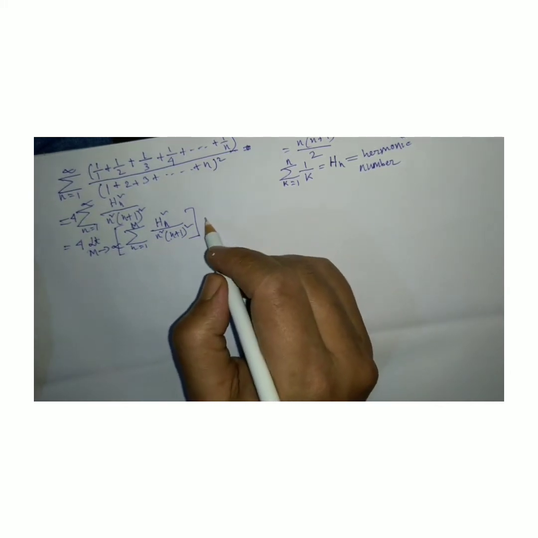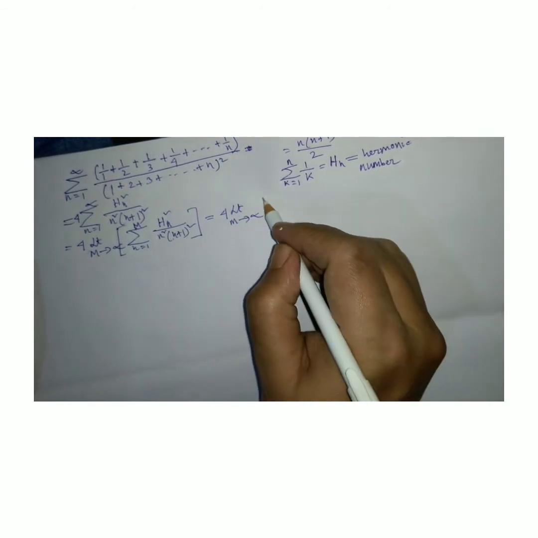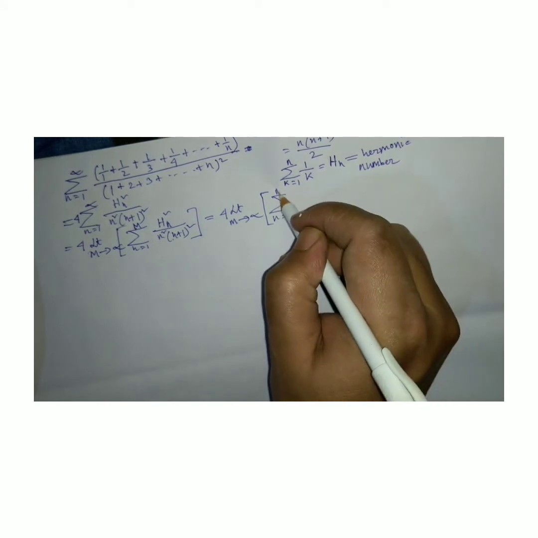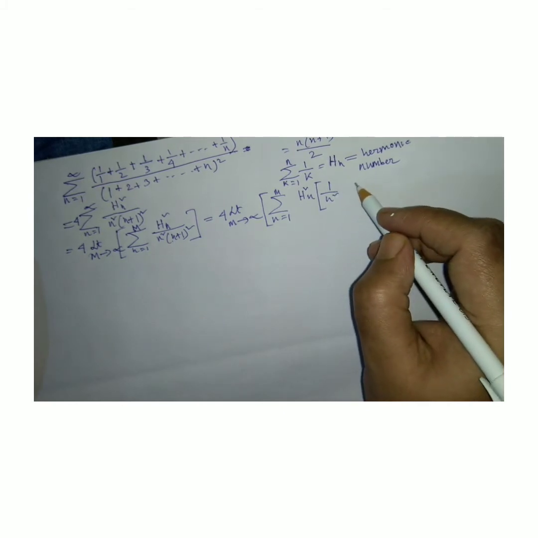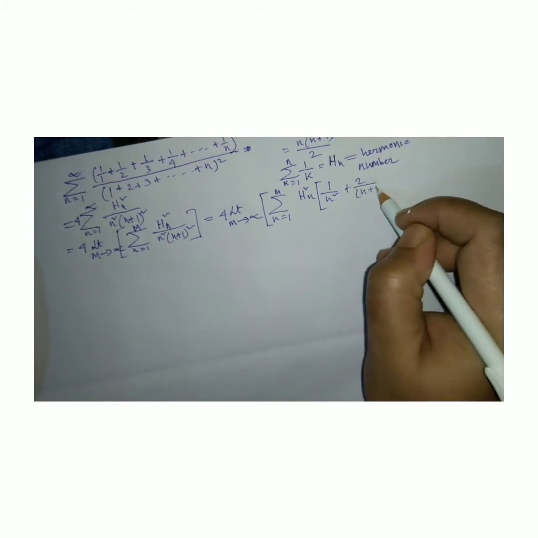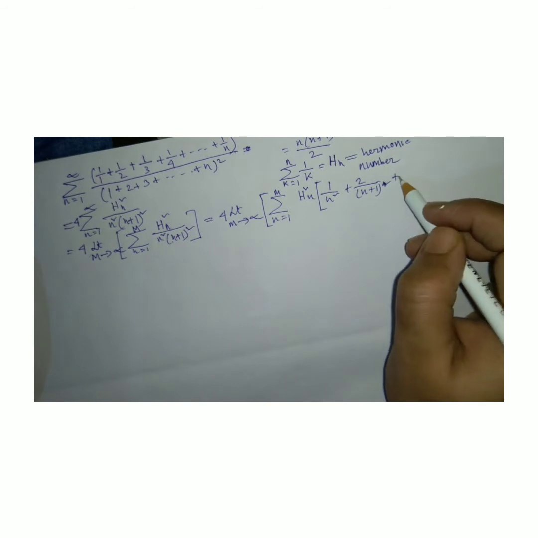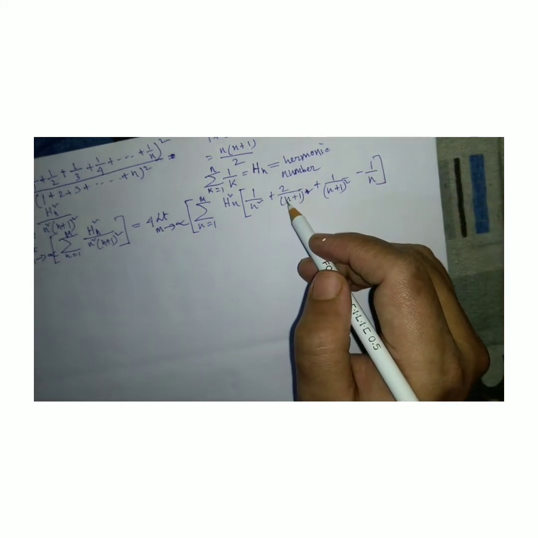So friends, 4 into limit m tends to infinity, summation n equals 1 to m of Hn square, and I can write this as 1 by n square plus 2 divided by n plus 1 whole square, minus 2 divided by n plus 1 plus 1 by n plus 1 whole square minus 1 by n. Okay, this form. How do I write this form?